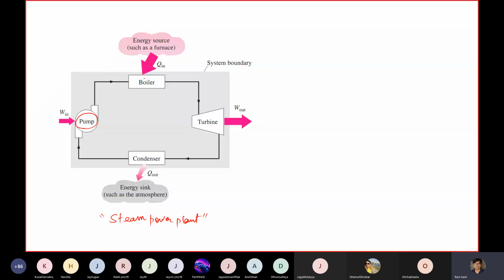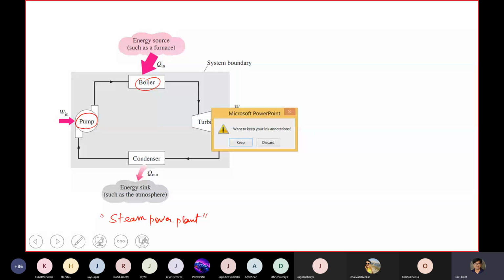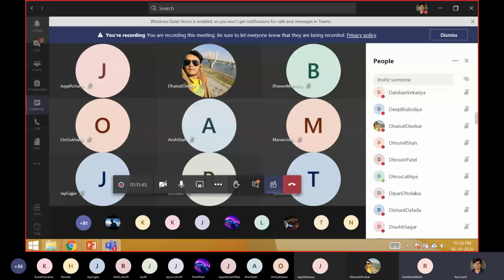Please mute yourself. Who is this? Rushikesh Bhatt.